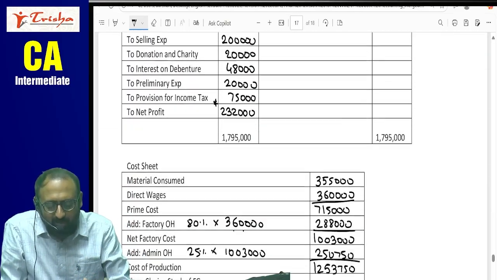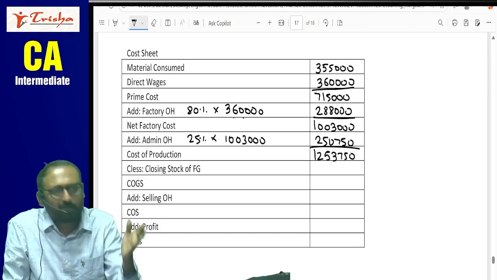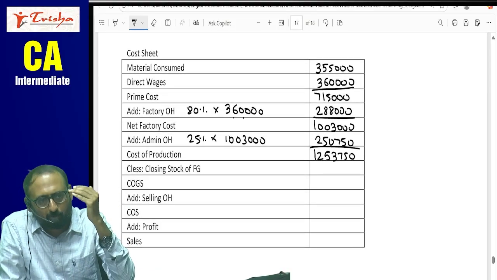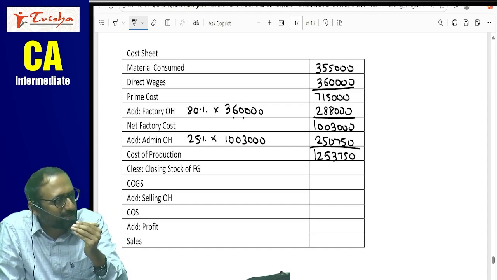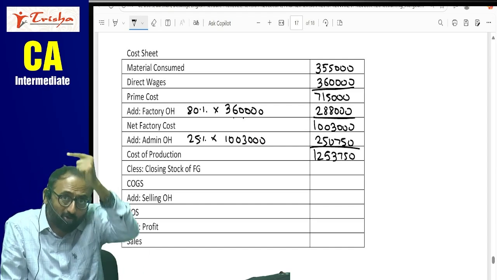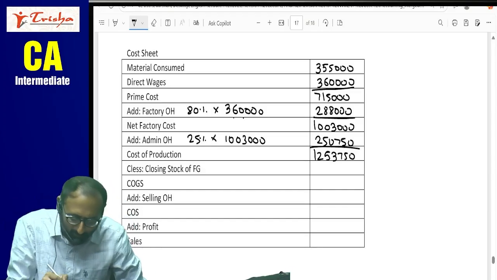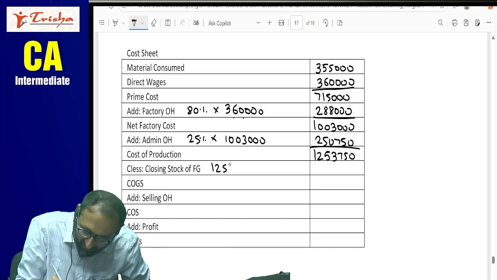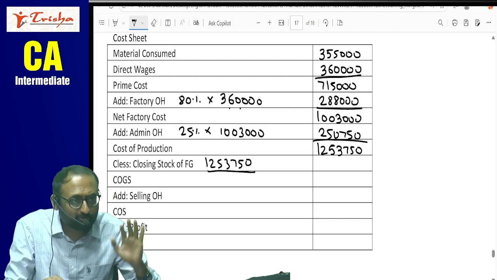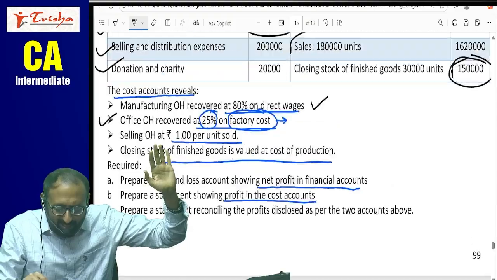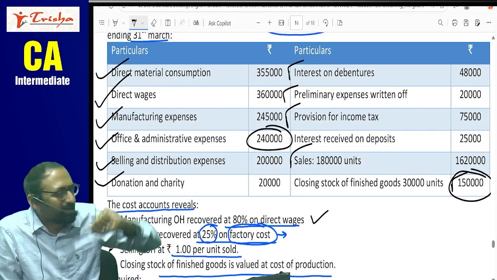Under costing, under cost sheet, how to calculate closing stock value? Sir, so many times I told you this formula. Cost of production upon production quantity multiplied by closing stock quantity. So remember, don't copy closing stock of finished goods of the finance here, sir. So how much is the production cost, guys? Is it 12,53,750 divided by production quantity? Wait, sir. Sales add closing stock minus opening stock is equal to production. Read the last two lines of this table.